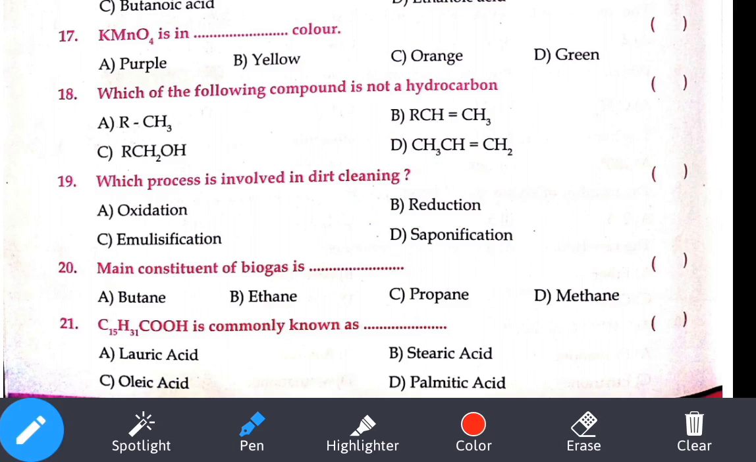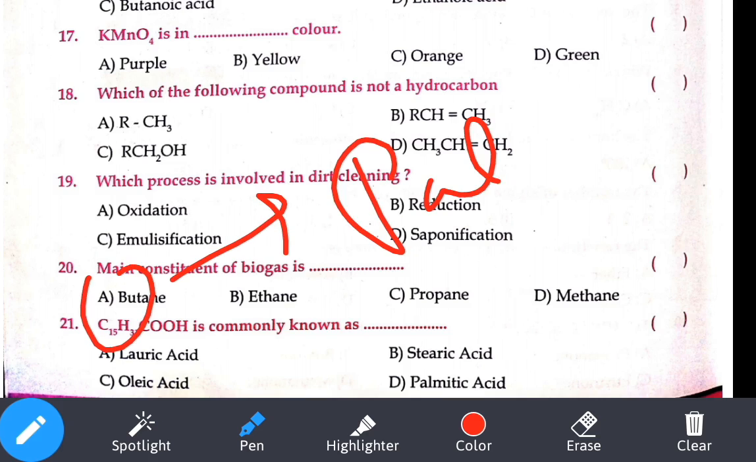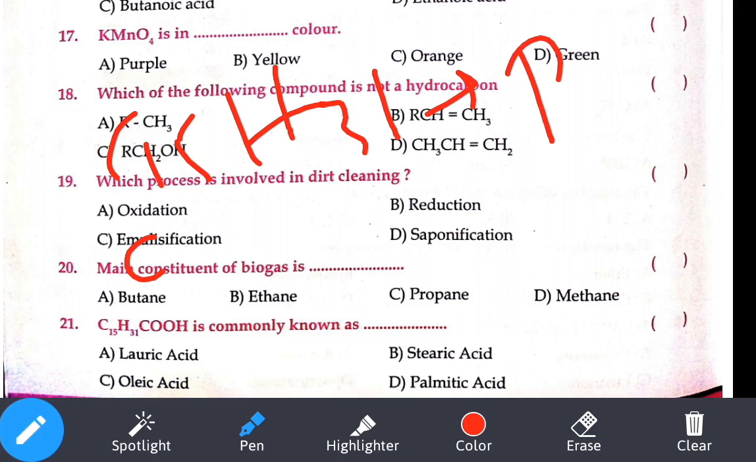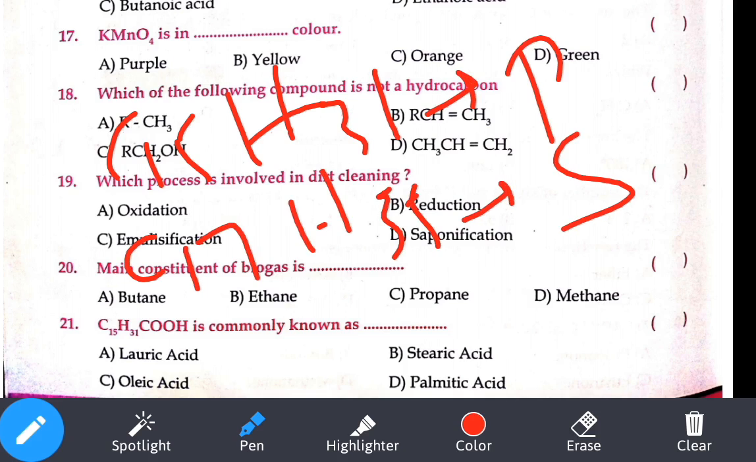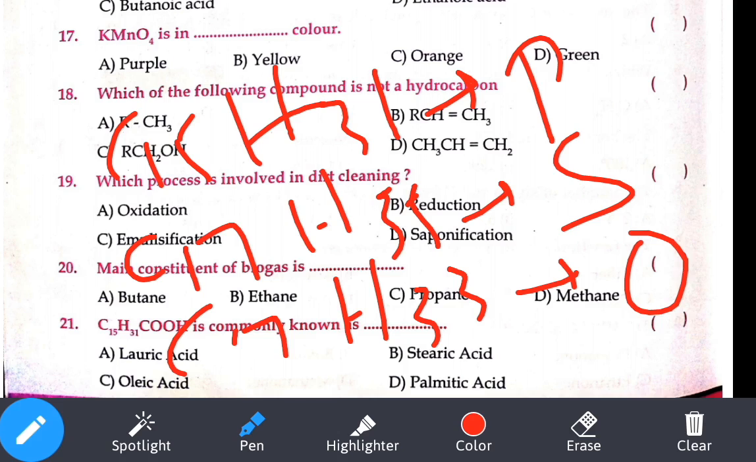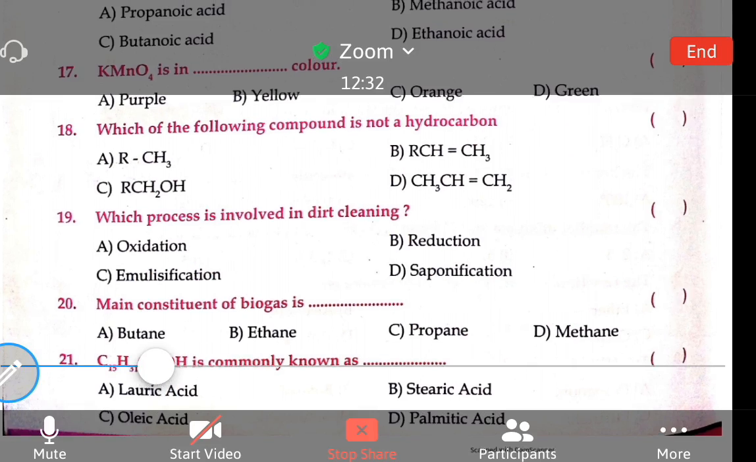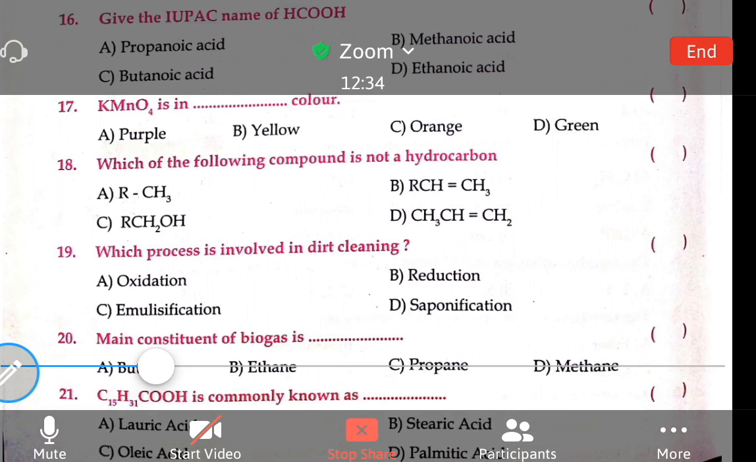C15H31COOH is commonly called as? So C15H31 is called our palmitic acid. Listen, C17H35 is called our stearic acid. C17H33 is called our oleic acid. So C15H31, that is our palmitic acid. Where is it? Option number D. Okay, that page is over. Let's see the next page.